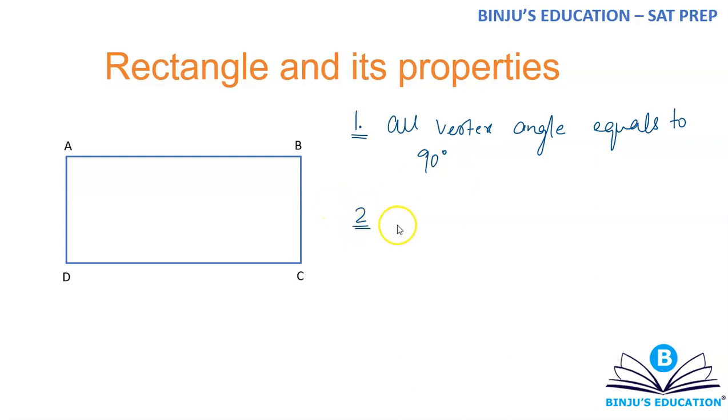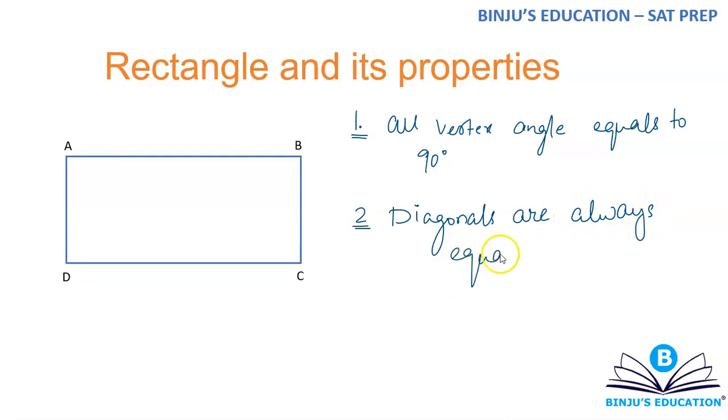Second is the diagonals are always equal. Apart from that, every other property of a parallelogram is the same for a rectangle. Diagonals bisect but not at 90 degrees. Diagonals do not bisect the vertex angle, and so on and so forth. These are the only two changes, that's it. So I can say this is 90, this is also 90, this is also 90, and this is also.